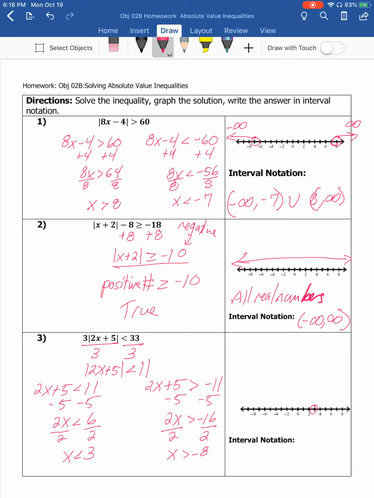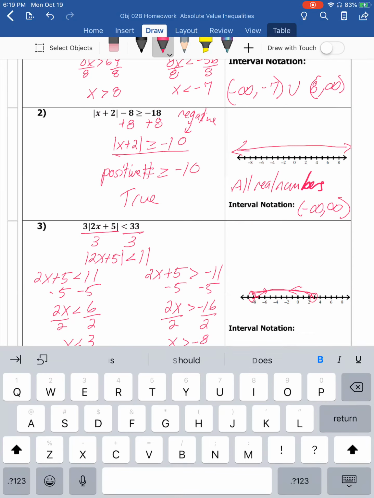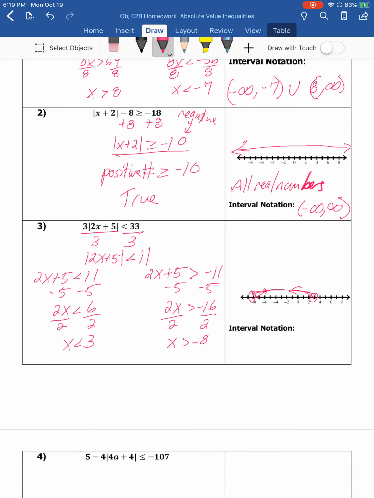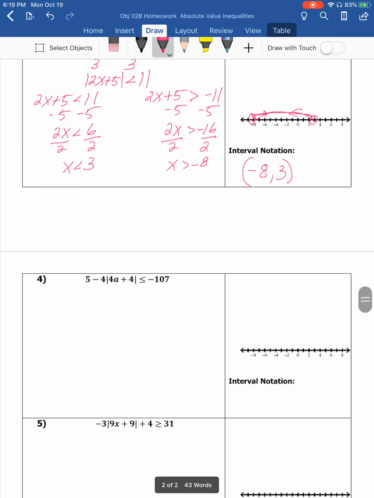And I know it's going to be less than 3, so I put a little arrow here. At negative 8, I put an open circle. It's greater than negative 8. Since my arrows are pointing towards each other, I know that they're going to be connected. So when it asks me my interval notation, I'm going to have only one interval because there's one graph, and it's going to go from negative 8 to positive 3. I keep open parentheses because it is not or equal to.